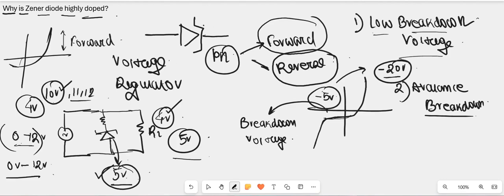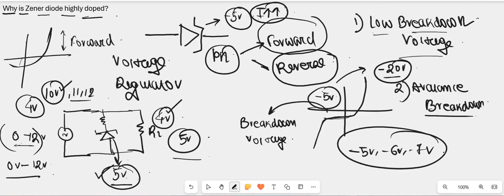For example, suppose in the PN junction, after a value of minus 5 volt, the current will gradually increase. Okay, current will gradually increase, and we cannot control this particular value of current. It will increase exponentially. But in the Zener diode, we are highly doping it, so it will have the ability to withstand a high value of reverse bias voltage. For example, minus 5 volt, minus 6 volt, minus 7 volt, like this. Okay, so this will have a particular effect on the avalanche breakdown.